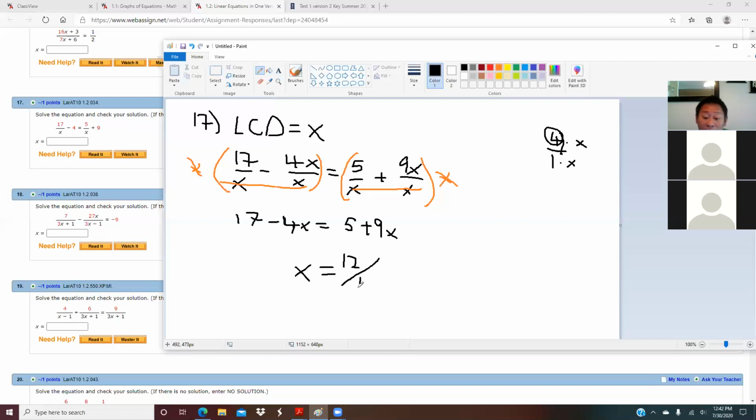And don't forget to check. Once you get this, a lot of students say, oh, I got my answer, let's go on to number 18. You have to check. What you're checking here is to plug this into your denominator. So you have 17 over 12 over 13. Does that make your denominator 0 when you plug in x as 12 over 13? No, it doesn't become 0. So that means this answer checks out, because the denominator is not 0. If your denominator is 0, then it's no good. So your answer in this case is 12 over 13.